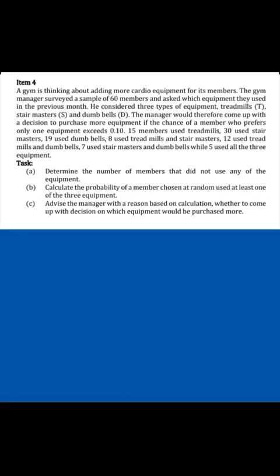Therefore, let's now go through this scenario-based question. It says that a gym is in need of adding to their number of equipment, so they made a survey of the equipment they used in the previous month, with a sample of 60 members. The number of those who prefer treadmills is 15. The number of those who prefer stairmasters is 30. The number of those who prefer dumbbells is 19.